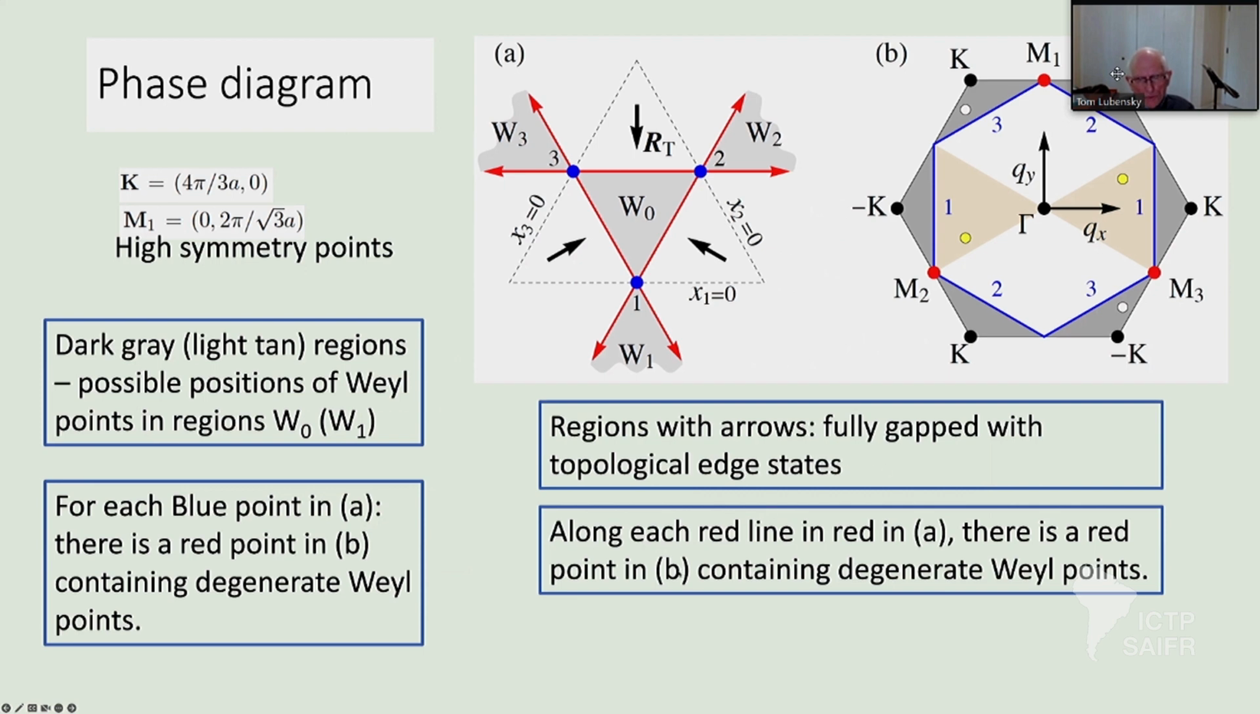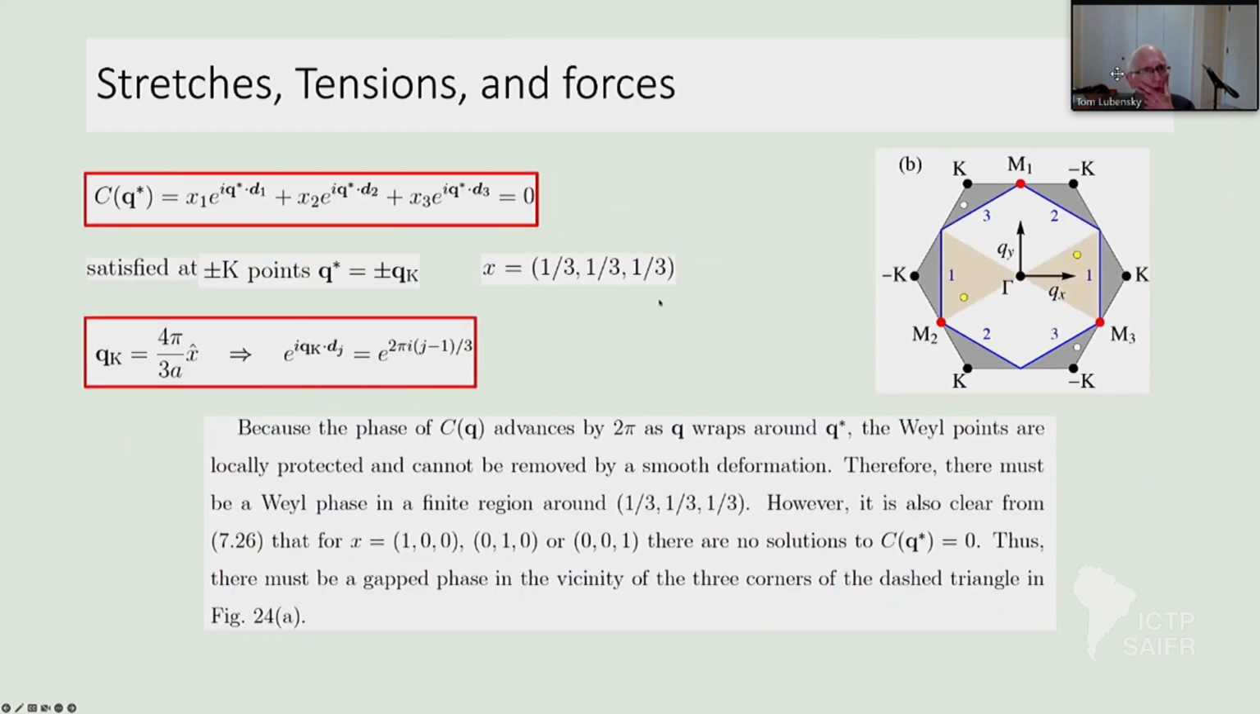This is what I copied from our notes. We wrote this a couple of years ago, so I may have forgotten a little bit of it. Well, the red points, I think it's got this backwards. The blue lines do something here. For each blue point in A, there is a blue point in B containing a degenerate point. Okay, we'll go back and derive those results now.